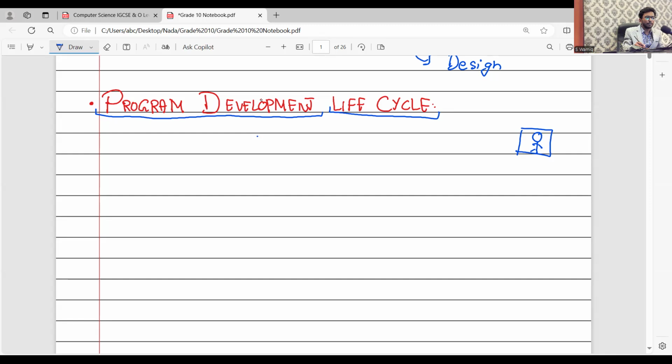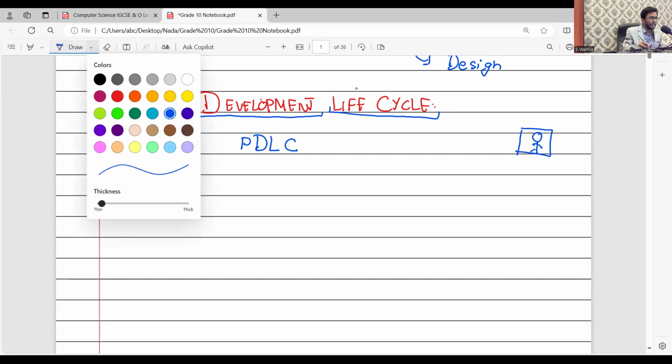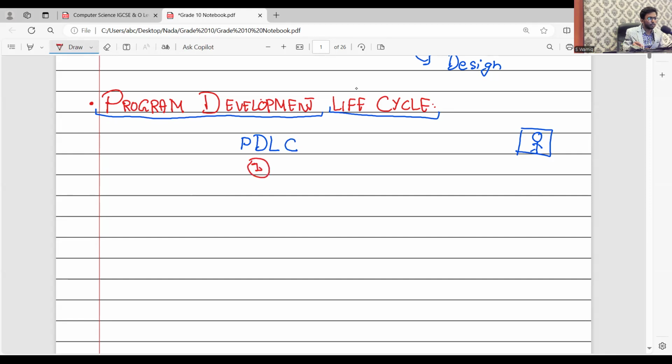The program development life cycle, also known as PDLC, stands for program development life cycle. It has four different stages, and we are going to discuss each stage in detail. The first one is analysis. The second one is design. The third one is coding. The fourth is testing. I'm going to explain all of these four categories to you, starting with the first one, analysis.